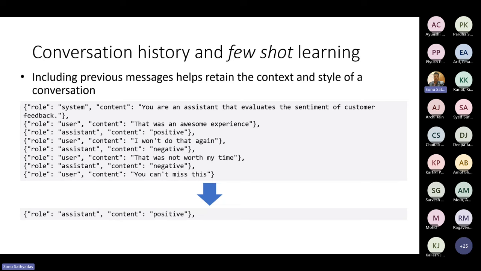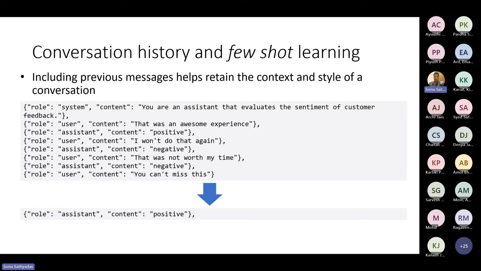So here you can see, first thing in the chat completions, it's always a system message, which means we are setting the role and behavior of the assistant, like you are an assistant that evaluates the sentiments of user feedback. Then some examples are given here. The user gives a prompt, that was an awesome experience, and the assistant gives the response as positive, which means it's positive feedback. The next example is the user providing, I won't do that again. Then the assistant understands it's negative sentiment. And the user gives another example, that was not worth my time. Then the assistant responds saying negative, which means it is again a negative sentiment.